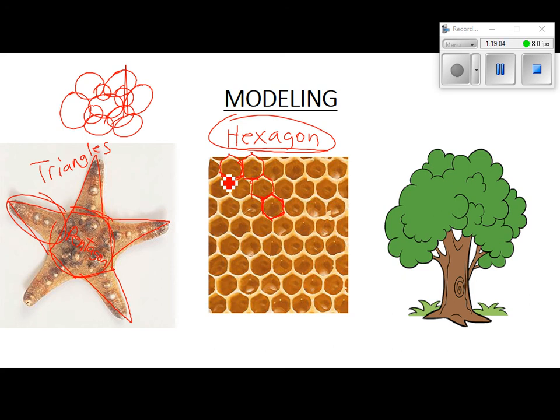A tree, if we're just doing this two-dimensional figure of a tree, we could make the trunk of the tree a rectangle, and this part up here maybe a circle. If we're doing a three-dimensional tree, then this top part might be a sphere, and the bottom part here would be a cylinder. So that's just modeling, taking something in real life and turning it into some kind of geometrical shapes.